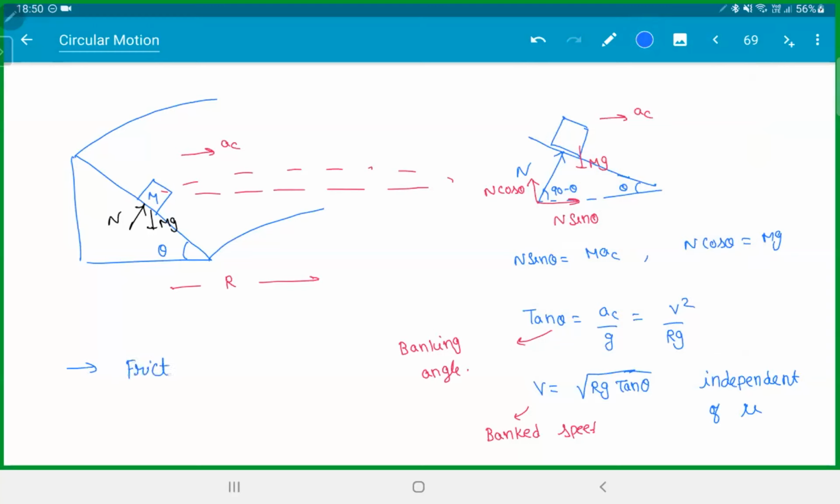What happens if you have friction and also banking? Unlike the first case where you're completely depending on friction, your friction becomes secondary. If you try to exceed the speed, the friction will come and give you that additional force required. So this is how you have control over the speed on the road.